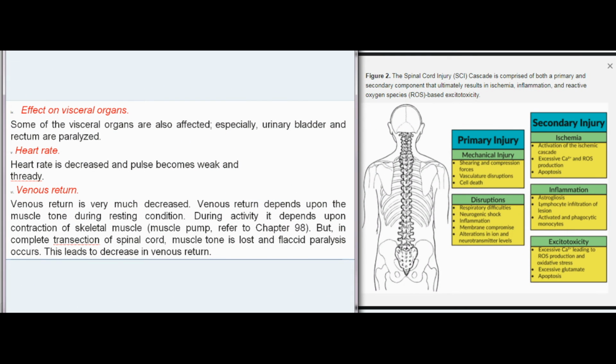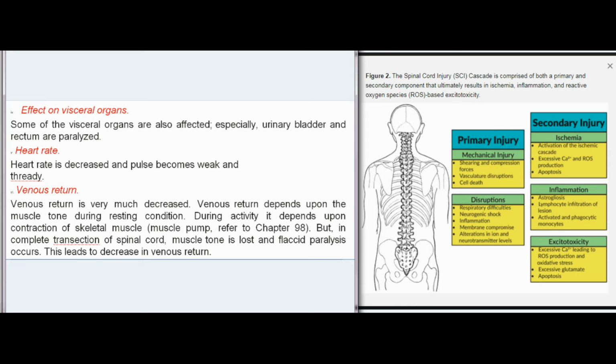Effect on visceral organs. Some of the visceral organs are also affected, especially, urinary bladder and rectum are paralyzed. Heart rate. Heart rate is decreased and pulse becomes weak and thready. Venous return. Venous return is very much decreased.